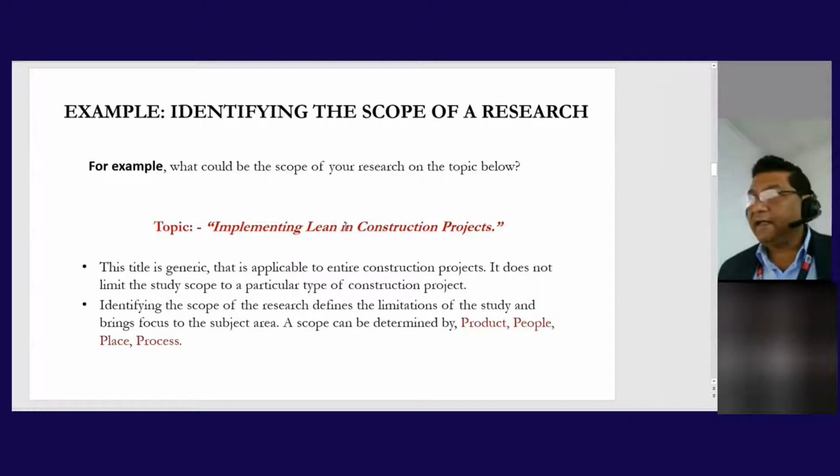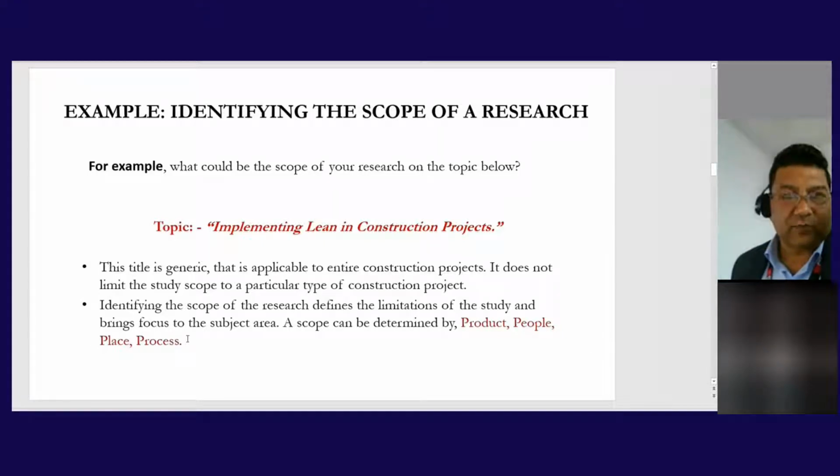You are looking at the project management methodology in construction. You're looking at some investment opportunity in logistics. All of these are very generic ideas right now. So what you need to do is think about product, people, place, and process. Process means what will be your research process. That comes down to your research methodology.